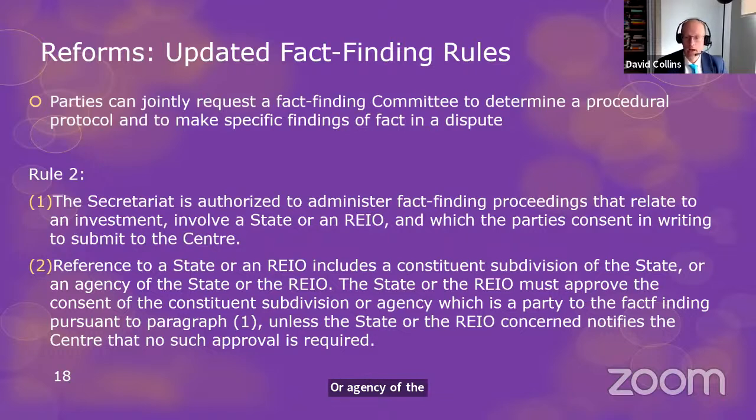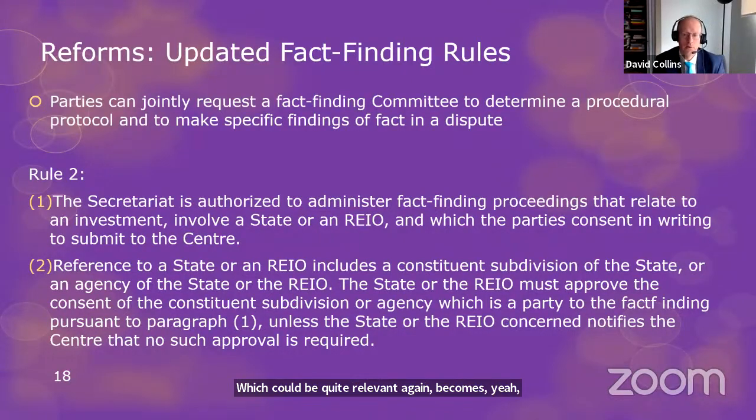The state or the REIO must approve the consent of the constituent agency, which is a party to the fact-finding procedure, paragraph 1, unless the state or the REIO concerned notifies the center that no such approval is required. So what this is really doing is expanding the jurisdiction of the Secretary to conduct fact-finding, which can be quite relevant, again, because the factual element of these disputes is so determinative.